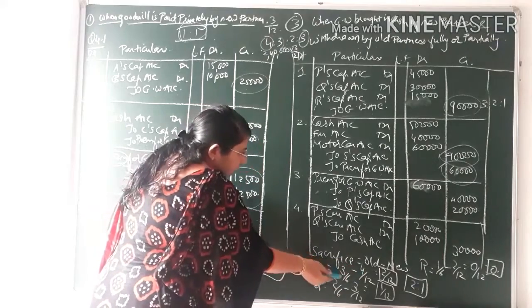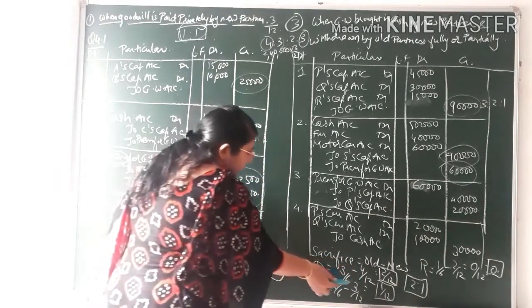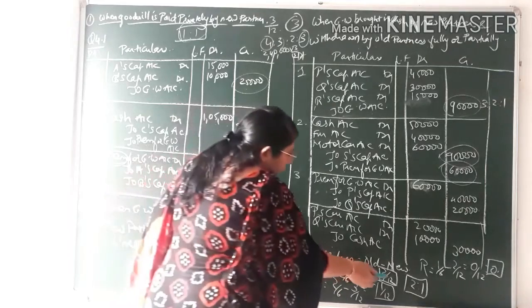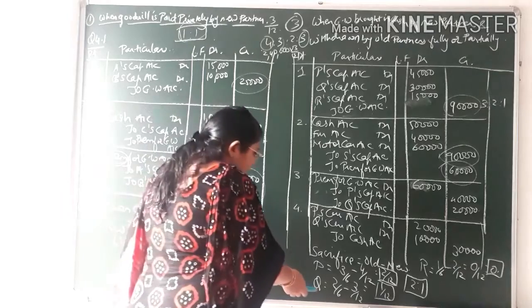So old share, that is 3/6 minus 4/12, that is new ratio. Taking the LCM, that is 12. The answer would come to 2/12. That is for P. Now, in the same way, we have to find for Q.